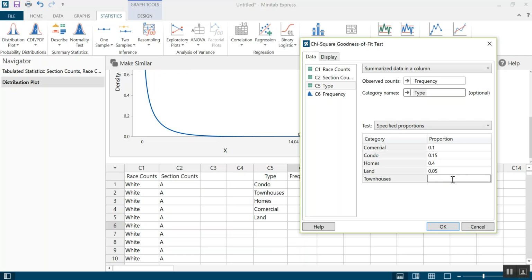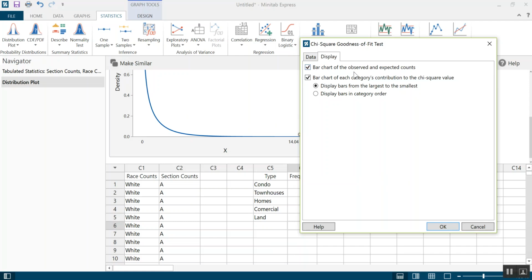Minitab, you stinker. That's kind of annoying because now I'm doing this very slowly, having to look back and forth at the printout of this question to make sure I have these right. So I should double check these. 15 were condos, 30% were townhomes, 40% single family, 15% condominiums, and 5% land. Okay, this looks good. Let's go to the display options.